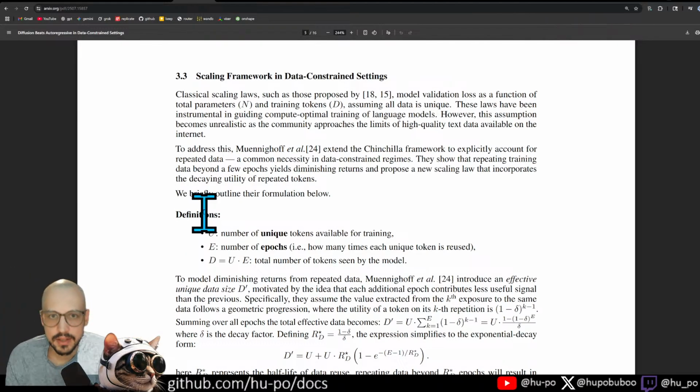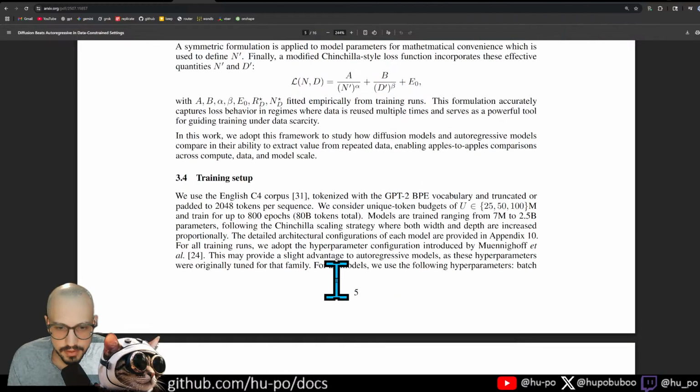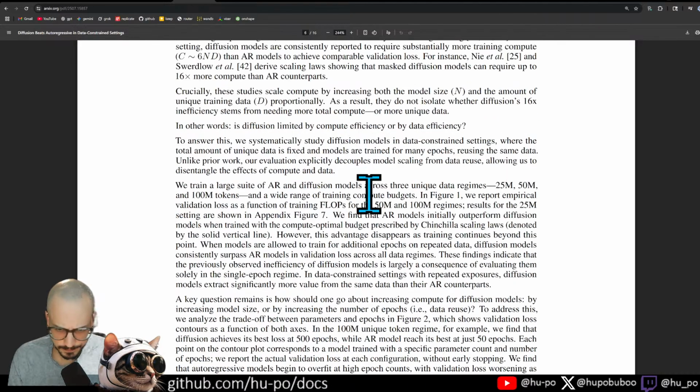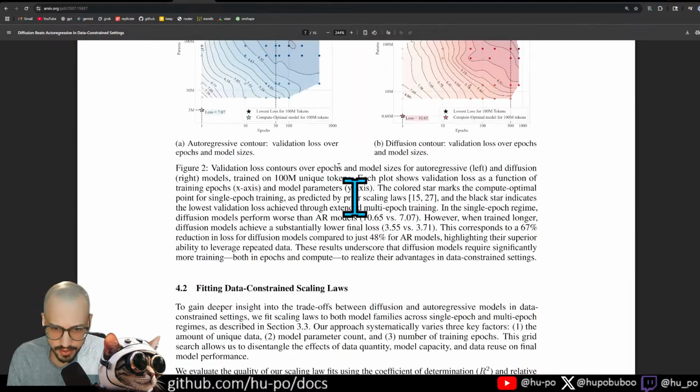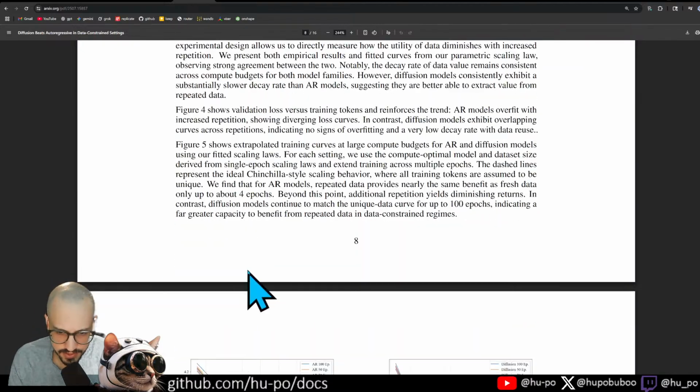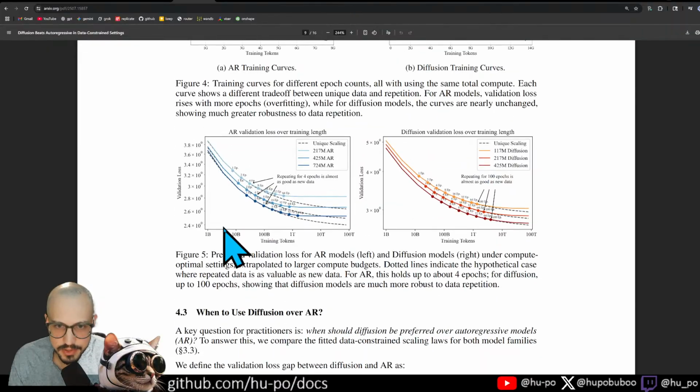Okay. Let's go a little bit deeper in here. Is there anything else we can look at? We fit scaling laws tailored to data constraint regimes. We looked at that figure. Let's look at this figure as well. This one here. How about this one?